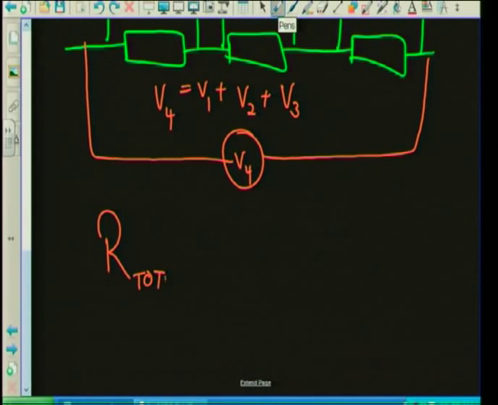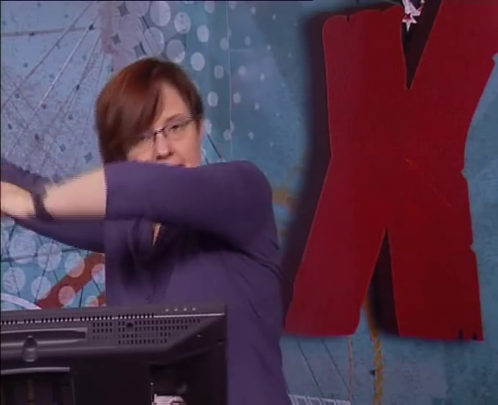So when we want to calculate resistance, I wanted my total resistance, I would say R1, which is my first resistor, plus R2, which is my second resistor, plus R3, which is my third resistor, plus. So if I had 20 resistors in series, I would just add all of them together. Okay, simple, nice and easy. It's not as difficult as it looks.